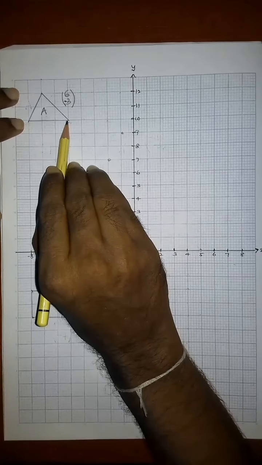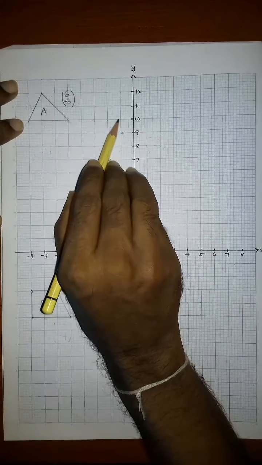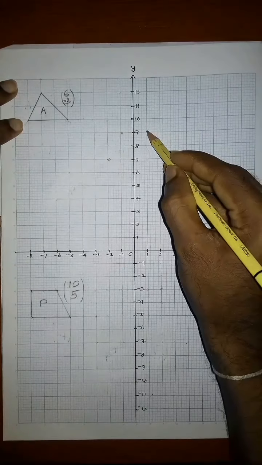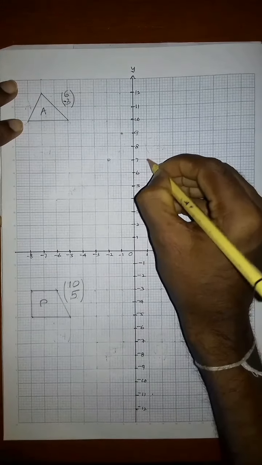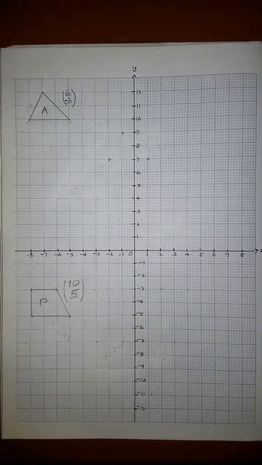Then this point also 6 units rightwards and 3 units downwards. 1 2 3 4 5 6, 1 2 3 here. This is the image. We can draw the image now.